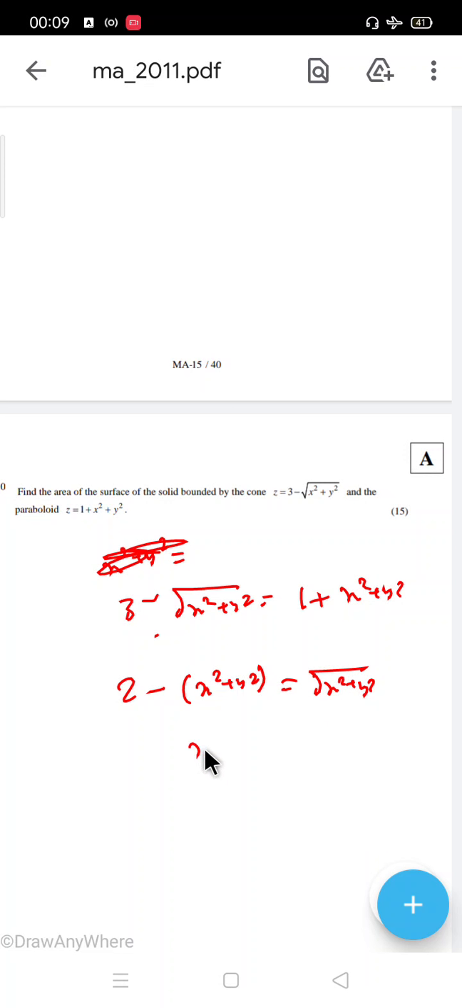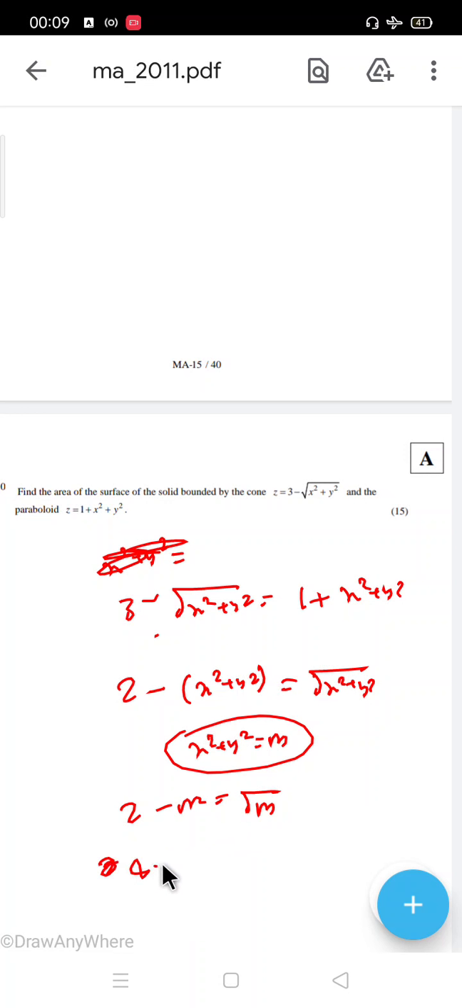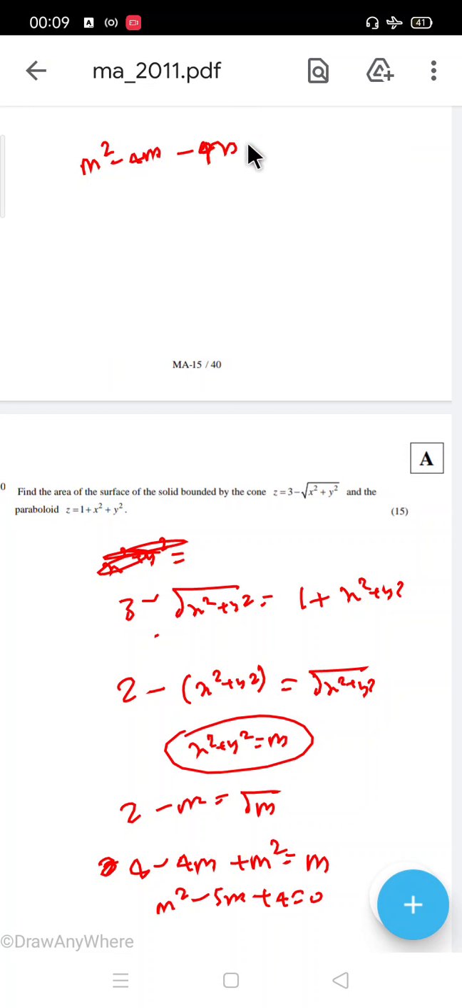Squaring it, x square plus y square you can put as m. 2 minus m is equal to root of m. So this is 4 minus 4m plus m square is equal to m. So that means m square minus 5m plus 4 equal to 0. 4 ones are 4 will work. This will be m square minus 4m minus m plus 4 equal to 0. So what is that? m minus 4, m minus 1. So the roots are m equal to 4 and m equal to 1.